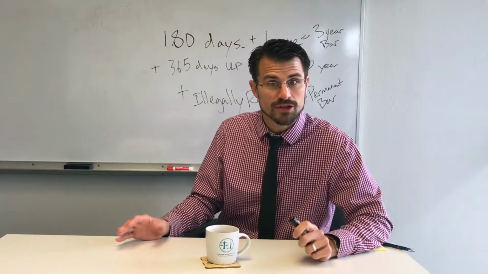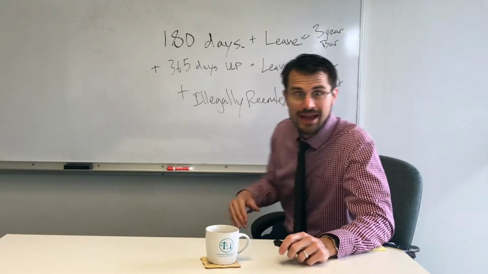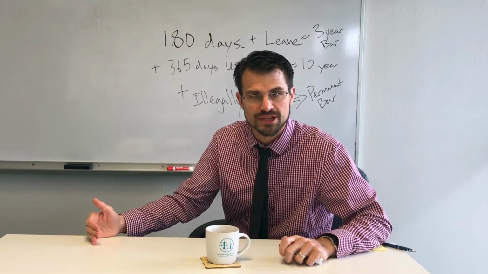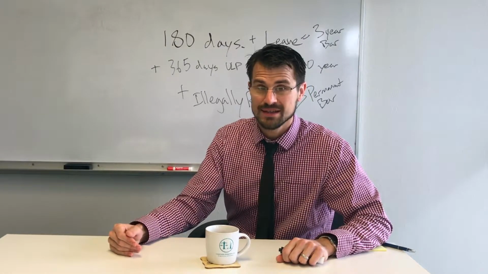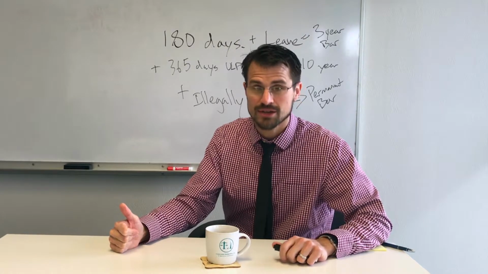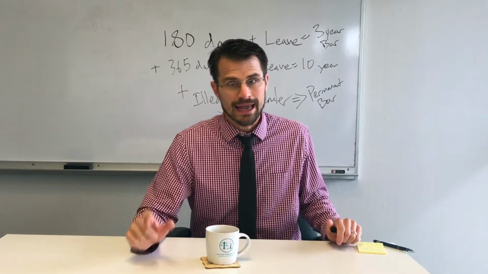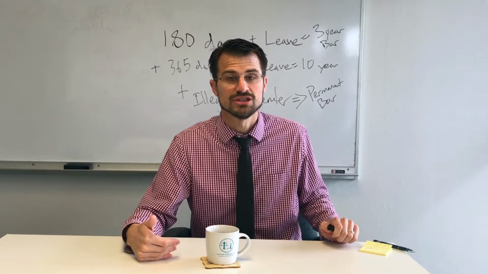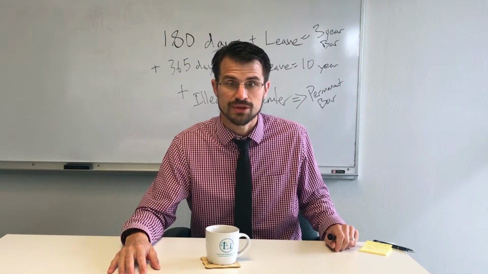So I hope this was helpful. The point of this video, again, is to explain the 3-year bar, the 10-year bar, and the permanent bar. And it all depends on how much unlawful presence you've accrued and whether or not you've left the United States. So the big takeaway is, if you've got unlawful presence, sometimes you should not leave, all right, unless you really are talking to an immigration lawyer and that's the best strategy for you, all right? And if you've already left, then certainly don't illegally try to re-enter the United States, or it will destroy your immigration options for the rest of your life.